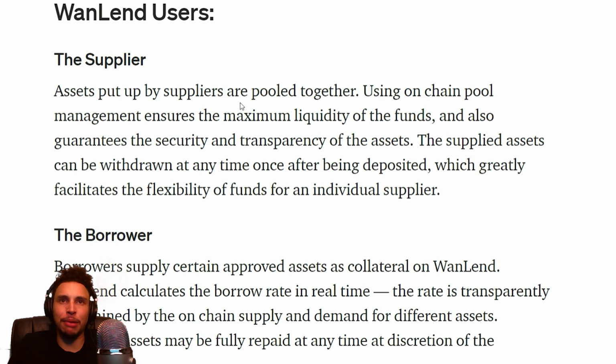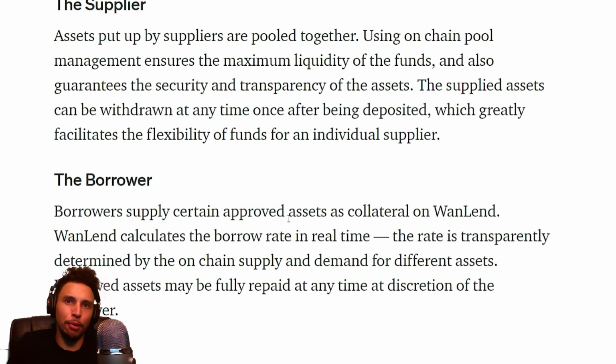As a supplier, assets put up by suppliers are pooled together. Using on-chain pool management ensures the maximum liquidity of the funds and also guarantees the security and transparency of the asset. The supplied assets can be withdrawn at any time after being deposited, which greatly facilitates the flexibility of funds for an individual supplier. You can go and come as you please.